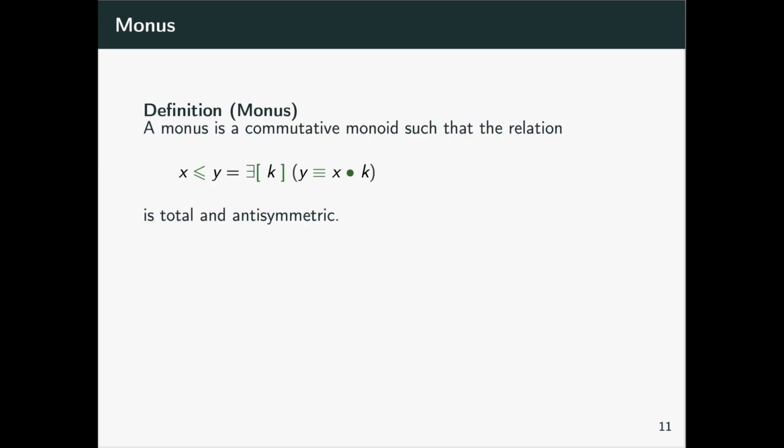So this is the definition of monus that we're going to go for. A monus is a commutative monoid such that the relation defined here is both total and antisymmetric. This is what we think of as costs in the paper. Some examples of monuses include the natural numbers under addition, rational numbers under addition, and also interestingly probability under multiplication. That last one in particular is what enables us to do things like the Viterbi algorithm.